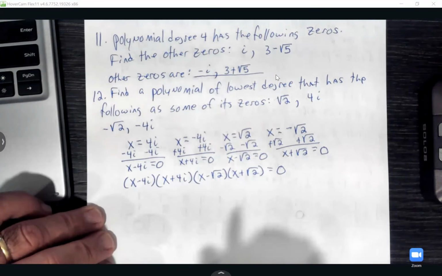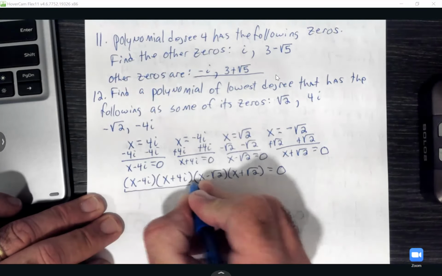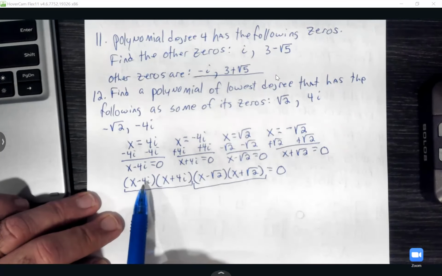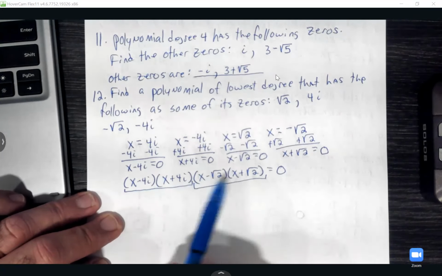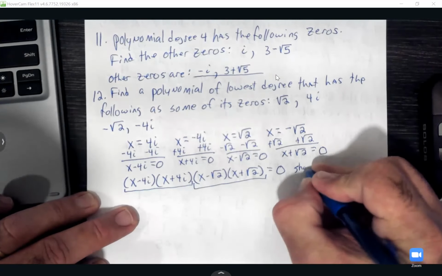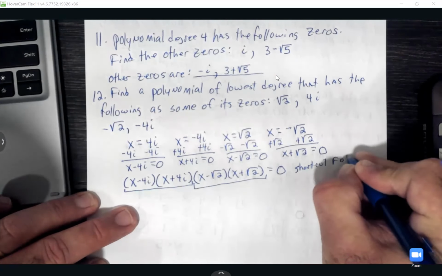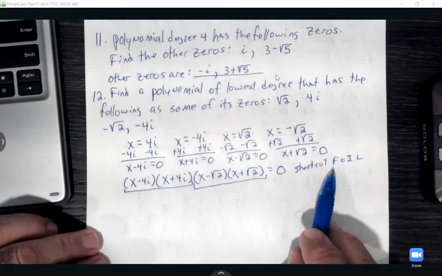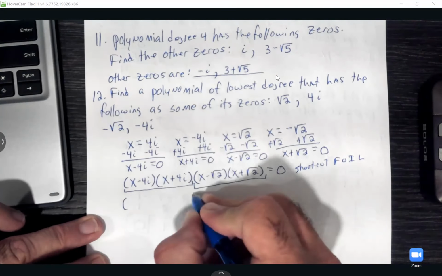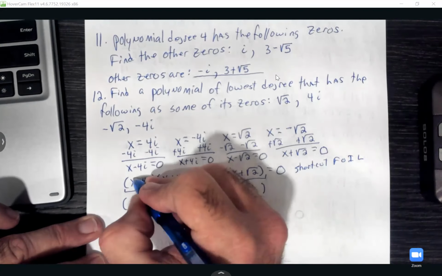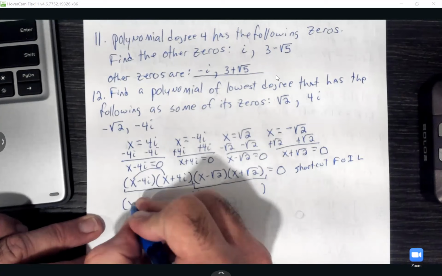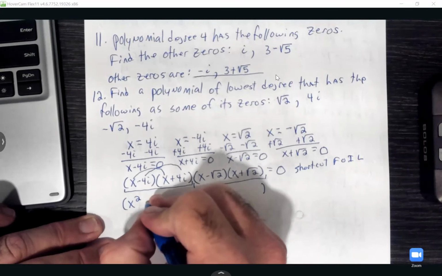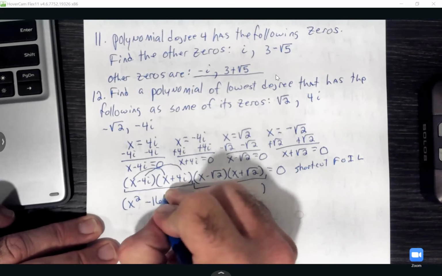Okay, thank you. Now, I'm going to FOIL the conjugate pairs together. And y'all, here's the thing. Since these are conjugate pairs, we can shortcut FOIL these. So I'm going to shortcut FOIL. Remember, I don't have to FOIL the whole thing out because the center's always canceled. So the shortcut FOIL in the first parentheses, I'm going to FOIL the x times x, which is an x squared. And then I'm going to FOIL the negative 4i times 4i is a negative 16i squared.